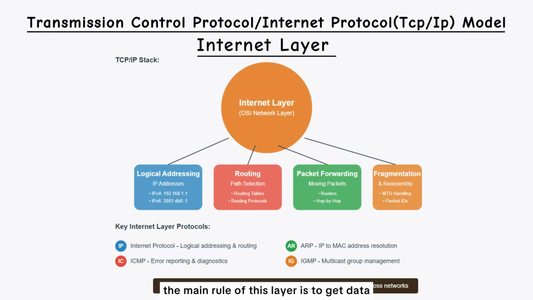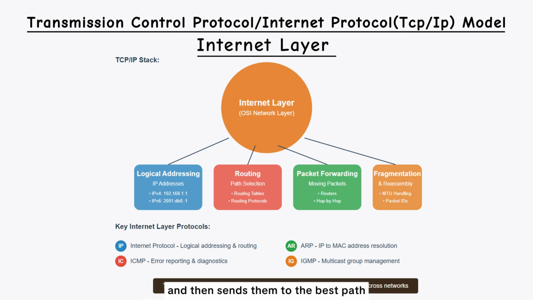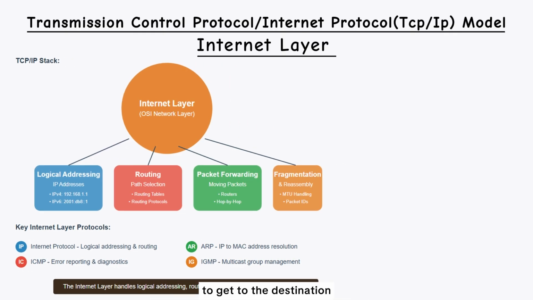The main role of this layer is to get data packets from the original source to its final destination, irrespective of where they are on the map. This layer is almost the heart of the entire TCP/IP model. Its most important jobs are logical addressing, which is basically giving every device a unique IP address, and then routing, which is determining the best path for the packets to travel across other networks, and also packet forwarding, which encapsulates the TCP segments into IP packets and then sends them to the best paths it has determined for them to travel across to get to the destination.